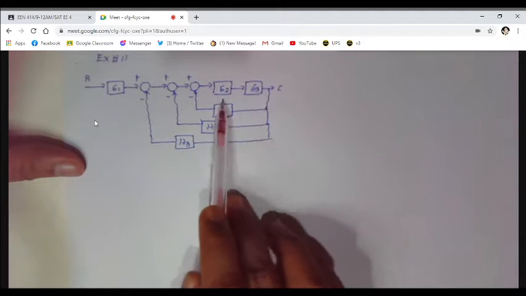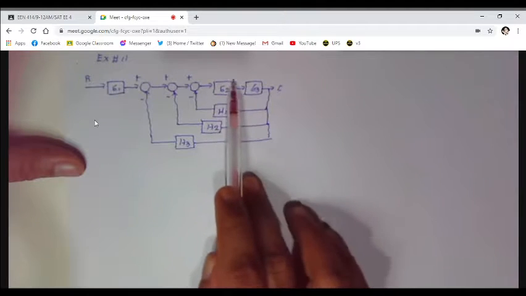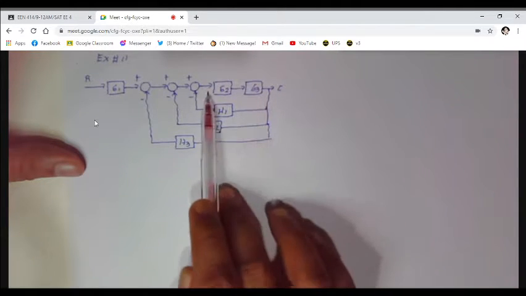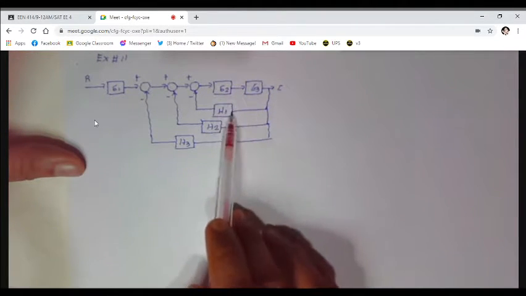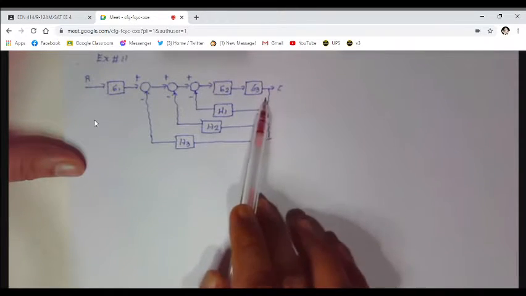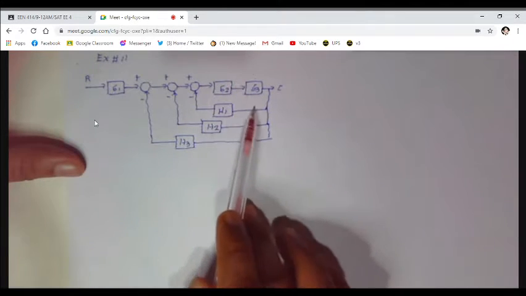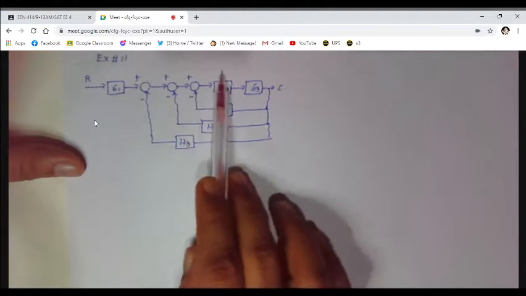So this one, G2 and G3 are cascade. So yun muna ang uunahin. Then yung H1 na yan, naka-feedback dito. So isang block na lang to. Then itong H2 naka-feedback dito sa tatlo. Yung H3 naka-feedback dito sa 4.